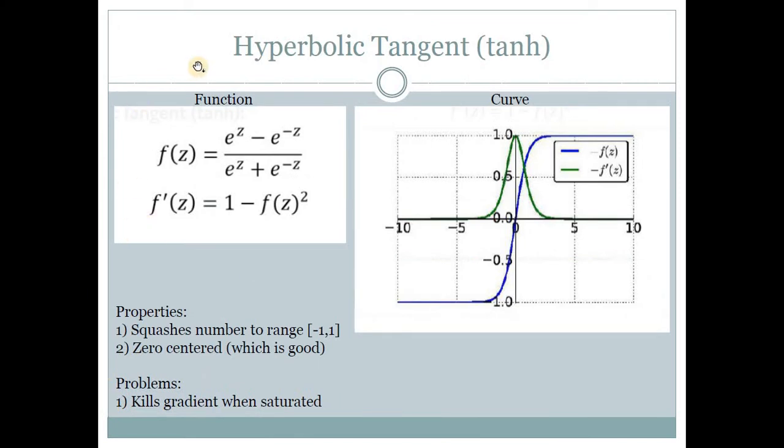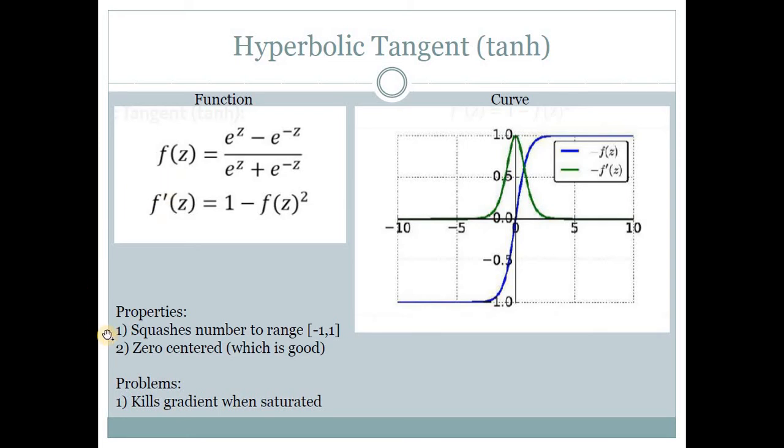Now we will go to the hyperbolic tangent or tanh function. The tanh function looks like this, right? Where z is the input, as we know. So f of z is nothing but e to the power z minus e to the power minus z divided by e to the power z plus e to the power minus z. Here you can see the blue line. This can range between minus 1 and plus 1. And this is the derivative of the tanh function.